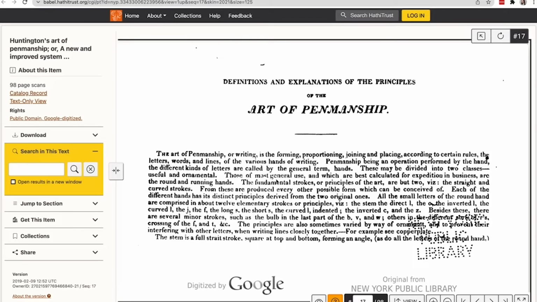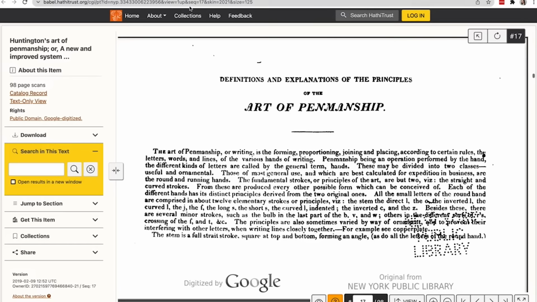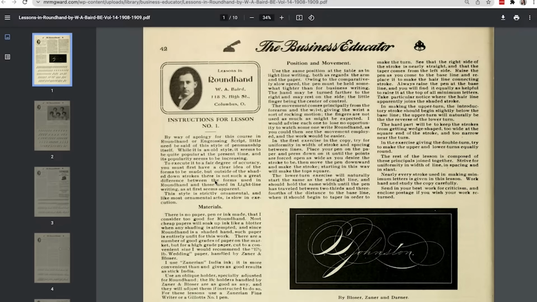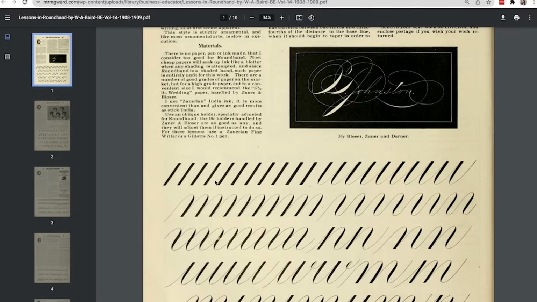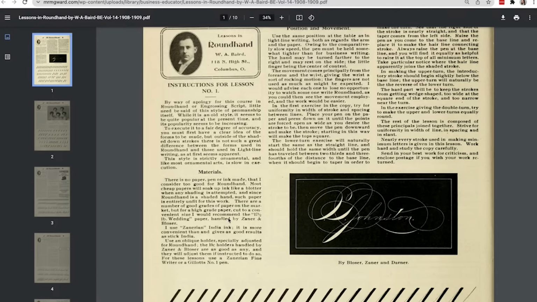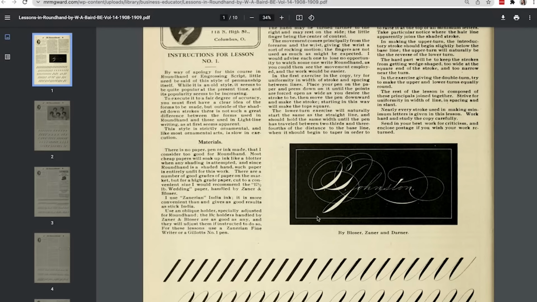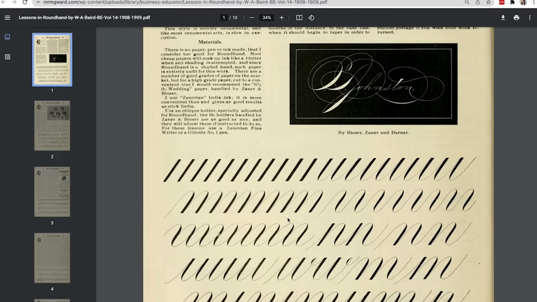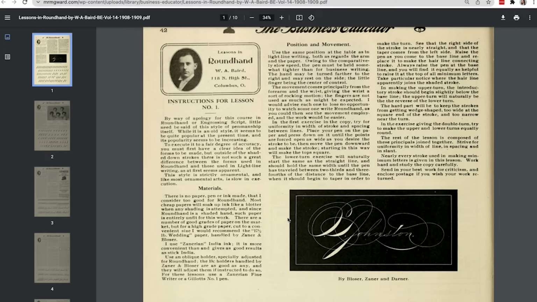Another thing that we noticed was that none of these resources really used the term calligraphy, and as we keep looking through, for example, the next one is Lessons in Roundhand by Baird from The Business Educator, which was a journal. The lesson is called Lessons in Roundhand, and Roundhand was the name of the script that they were writing in. And so here are the basic strokes that are used in this script, but you won't really see it being called calligraphy. I'll talk about that in a little bit.